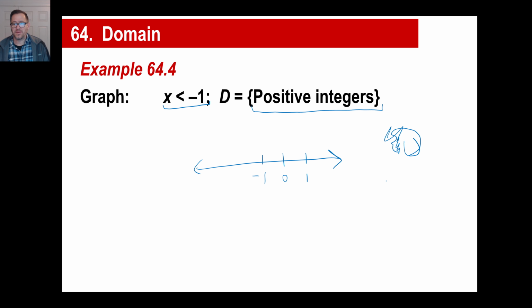Anyway, this is the way you write an empty set or a null set. Remember that? Or you can write a 0 with a slash through it. I mean, there's no answer to this. There's no way you can list a bunch of positive integers that are also less than -1.